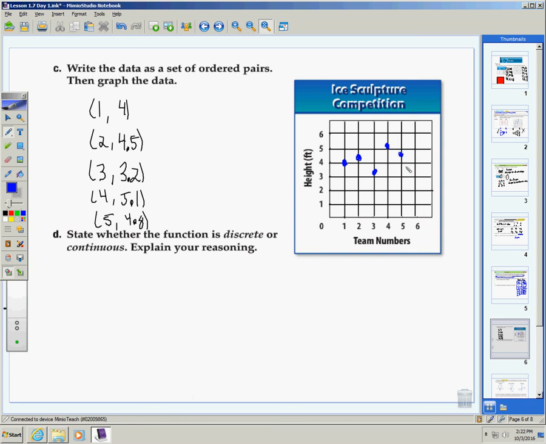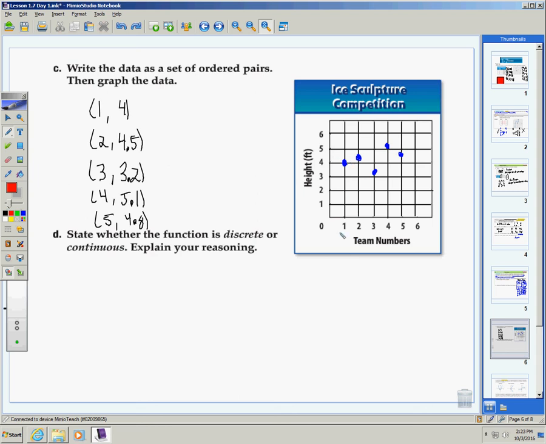And we need to think, would it make sense if I were to go through and connect these with a line? Well, if I had these connected with a line, then that would mean I could have a value right in here, which would be about 1.5, 4.5. But would that value make any sense? Well, that would be saying I have team number 1.5 with a sculpture of about 4.5 feet. That doesn't make any sense. There is no team 1.5.